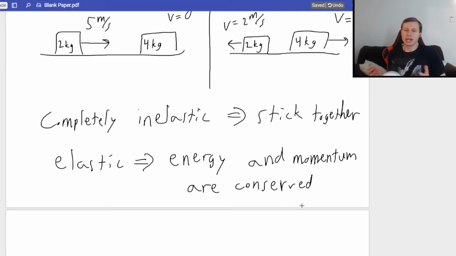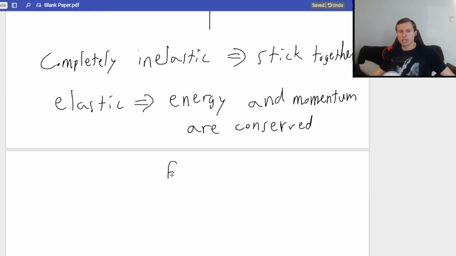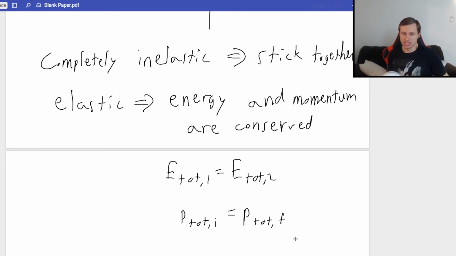How do you know that happens in a problem? One of two things will happen. Either one, they'll tell you it's elastic, or two, you have to prove it. How would you prove it? Well, you need to say to yourself E total at point 1 equals E total at point 2, and you need to say P total initial equals P total final. If both of these are true, then it's elastic.